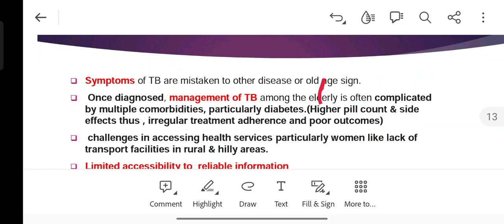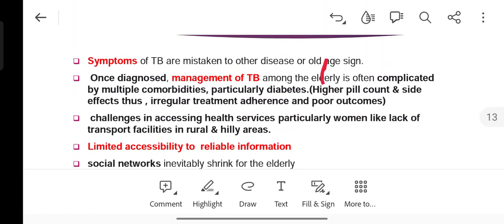And even once diagnosed, the management of TB among the elderly is often complicated. Why complicated? Because the older population has various comorbidities, like diabetes and respiratory issues, and other diseases, and because of that the medicines required for the treatment become higher in number, and there are also many side effects. So it leads to irregular treatment adherence and poor outcomes. That is also an important point highlighted here.